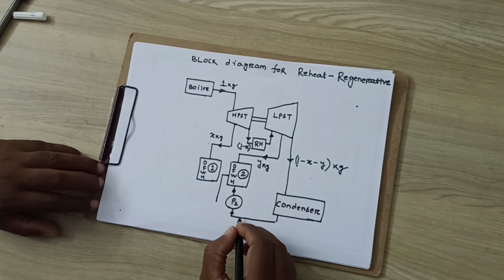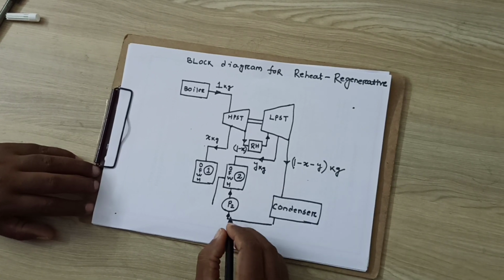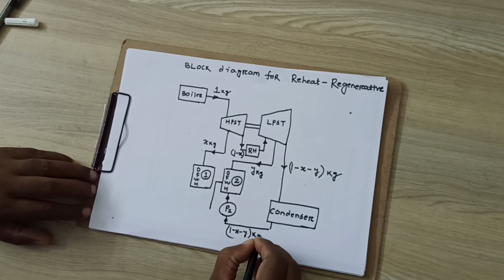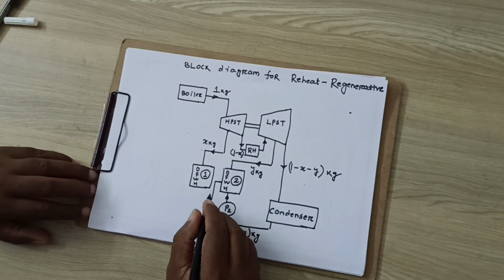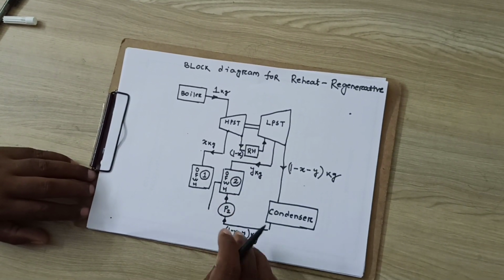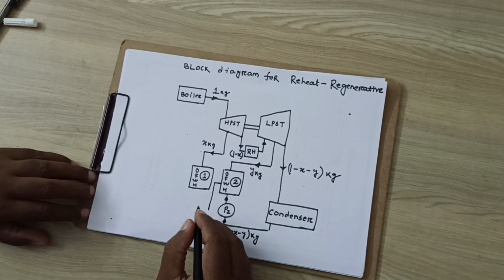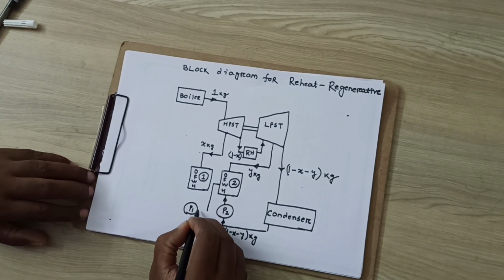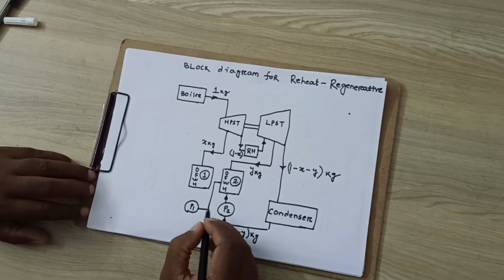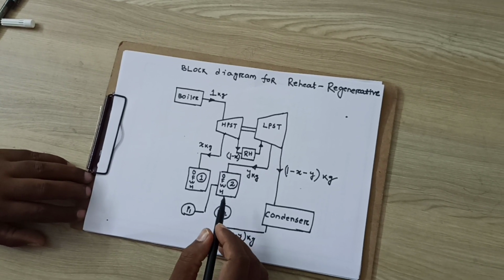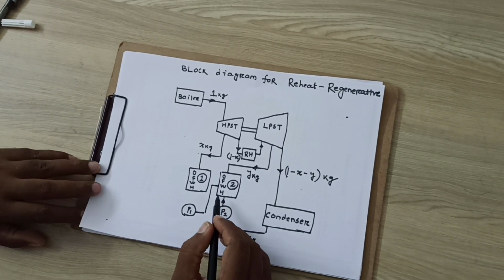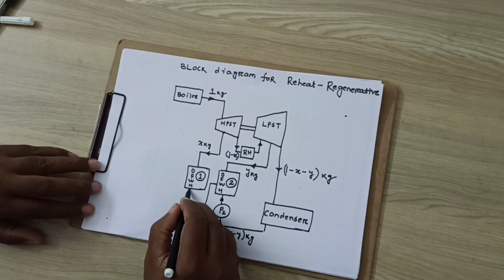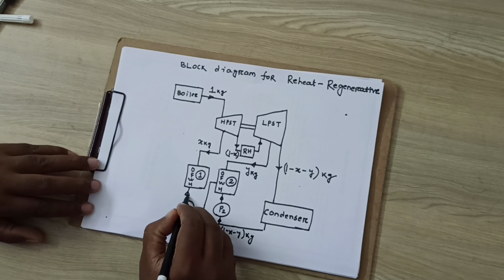And another thing you mark here: this is again the same 1 minus x minus y kg steam flowing. Here it is coming, 1 minus y kg. So what will be the result? If these two are added, this will be 1 minus x kg. So here this will be pump 1, P1. P1 will increase the pressure of the condensate from OFWH2 to OFWH1. This will be fed to here at this portion.